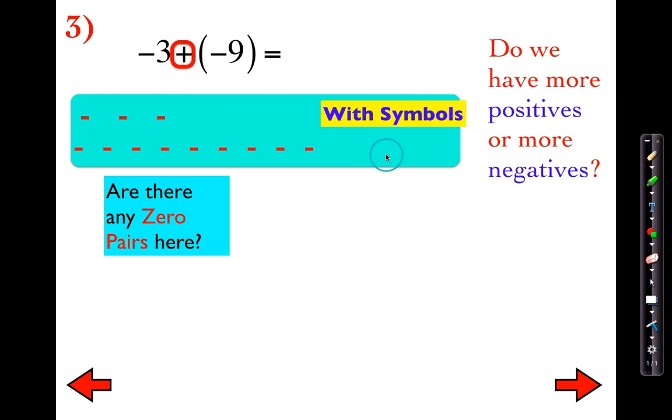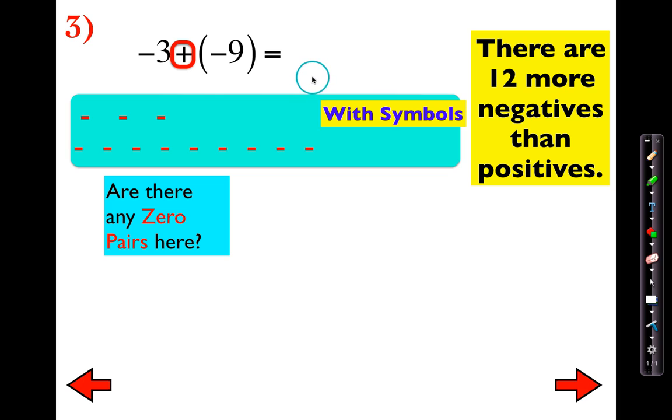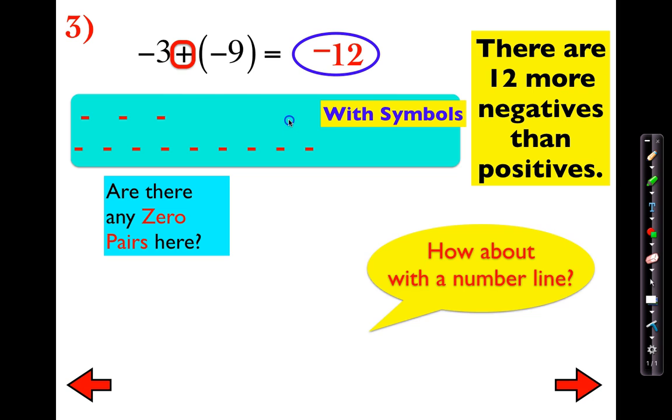So at that point, you're just going to compare. Do we have more positives? Do we have more negatives? I'm definitely going to say we have more negatives. In fact, we have 12 more negatives than we have positives. Why 12? Because there's 1, 2, 3, 4, 5, 6, 7, 8, 9, 10, 11, 12 total. And there's absolutely 0 positives. So I definitely have 12 more negatives than there are positives. So the answer is -12.